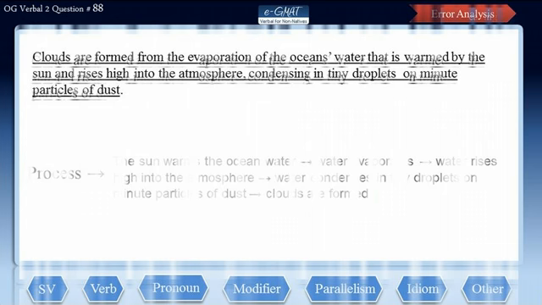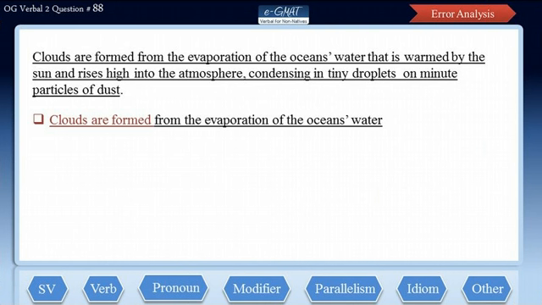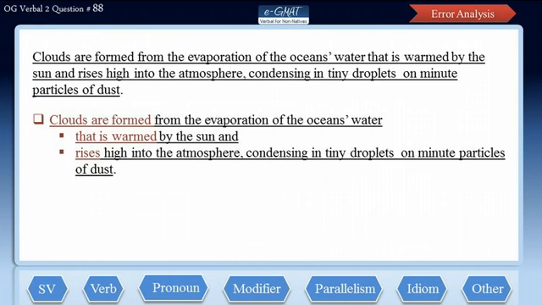Now let us split this sentence into clauses to evaluate the other errors. Here comes the first clause. Clouds are formed from the evaporation of the ocean's water. Here clouds is the subject and are formed is the verb. Presence of that brings us to another clause that reads that is warmed by the sun, and here that is the subject and is warmed is the verb. After and we have another verb, rises. Now it has the same subject that, and that stands for ocean's water.